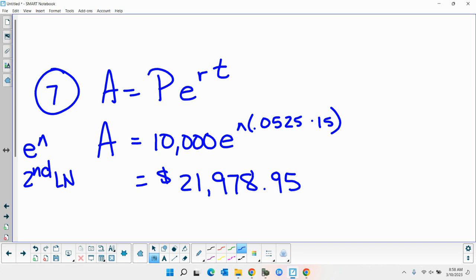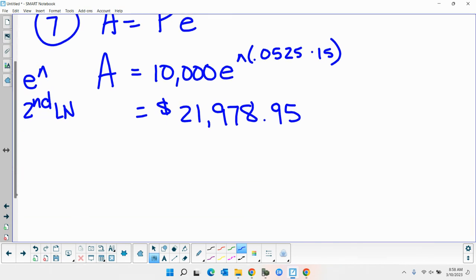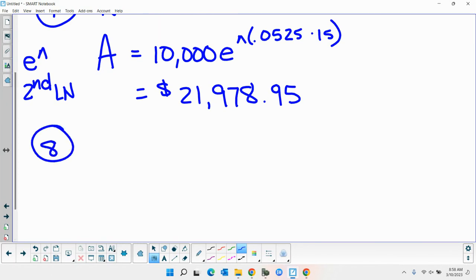All right. So principal is the amount of money you start with. R is the interest rate. That's the percent. T is the number of years. E is just that natural log number. Okay. Number 8. Same type of problem. They give you the formula for your account, which was this.